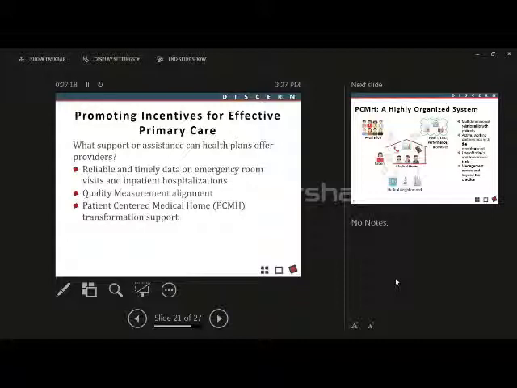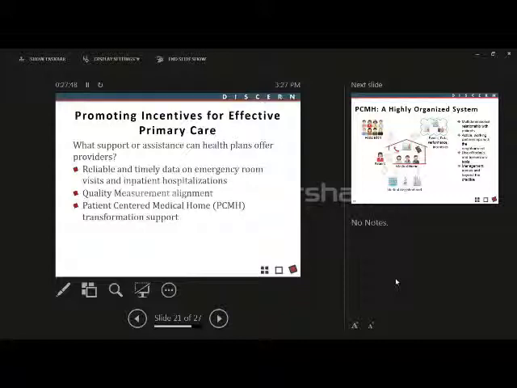which could take the form of fixed payments that the providers would receive to offset their infrastructure costs. It could take the form of incentive payments around shared savings, but it also can take the form of more technical support in terms of data provided to the practices, alignment of quality measurement, and actually direct support for PCMH transformation.